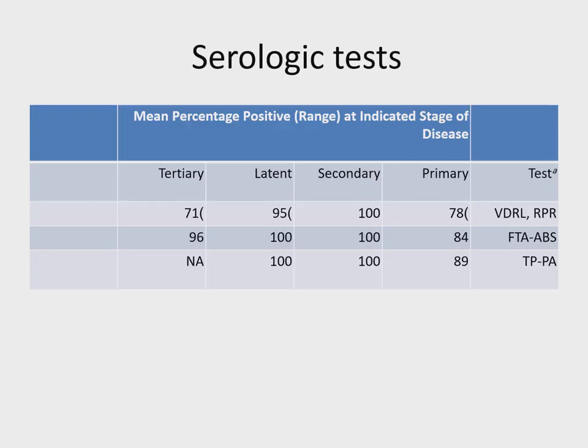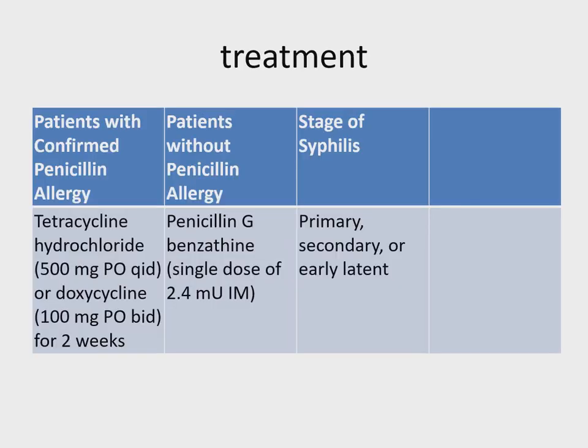How to diagnose syphilis? We have three different tests, but the widely used one is the VDRL serology test. It accounts for 78% of patients with primary syphilis having VDRL positive, 100% of secondary having positive VDRL, and latent 95%, tertiary 71%. So we have to know the VDRL percentages. In secondary it's 100%, in primary 78, in latent 95, and tertiary 71.